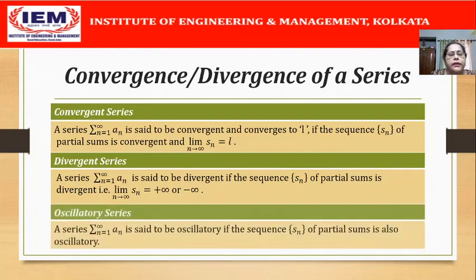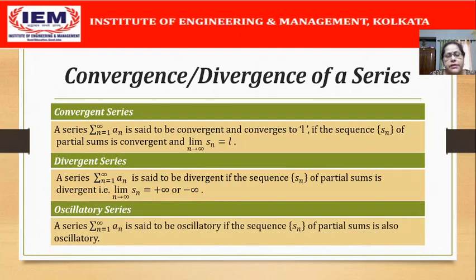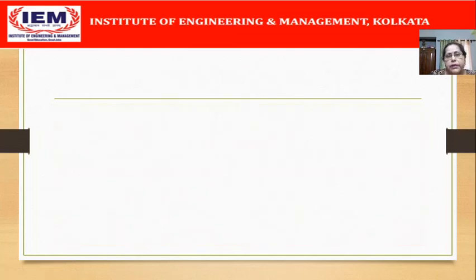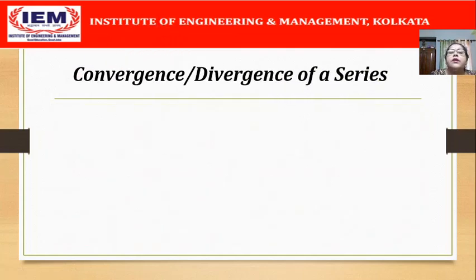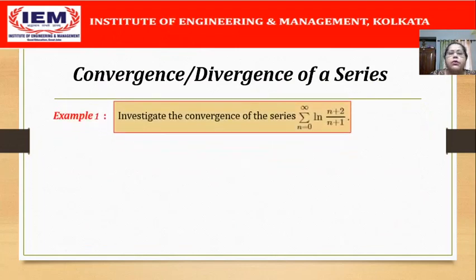The third one in this list is the oscillatory series. A series summation n equal to 1 to infinity An will be said to be oscillatory if the sequence of partial sums is oscillatory. In other words, if the series is neither convergent nor divergent, then we say the series is oscillatory. Let us now examine some series to check whether they are convergent, divergent, or oscillatory.